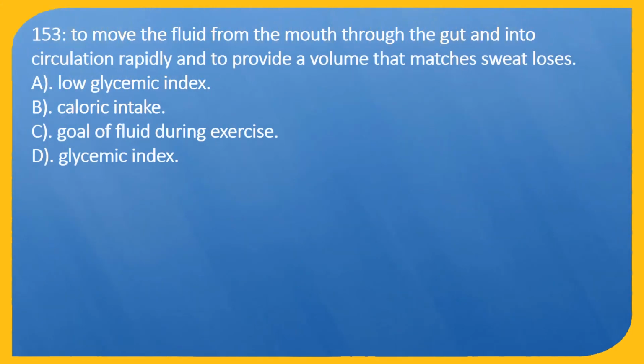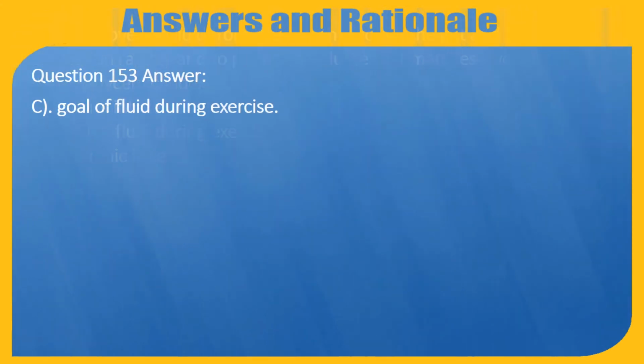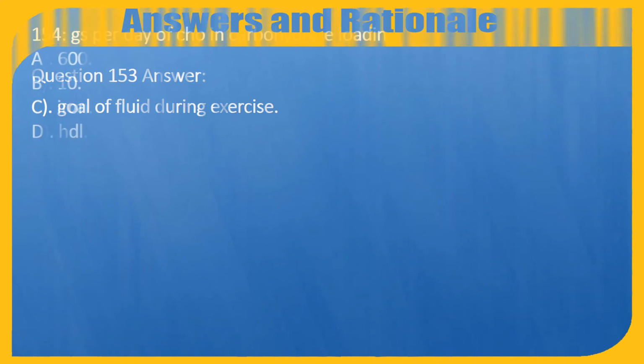Question 153. To move the fluid from the mouth through the gut and into circulation rapidly and to provide a volume that matches sweat losses. A. Low glycemic index. B. Caloric intake. C. Goal of fluid during exercise. D. Glycemic index. Question 153. Answer: C. Goal of fluid during exercise.